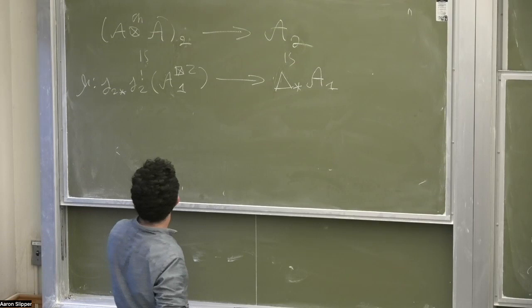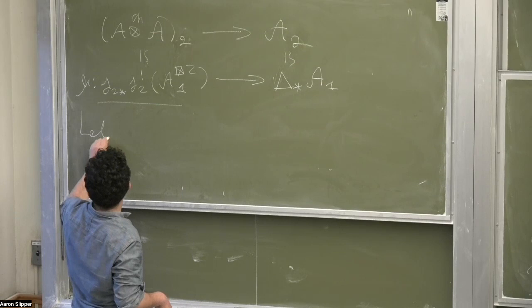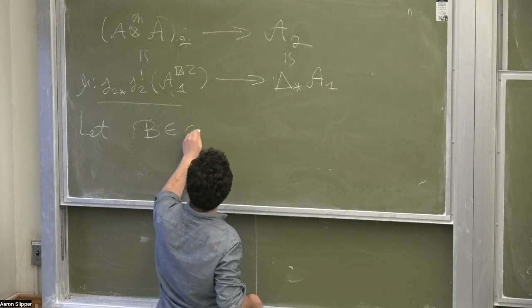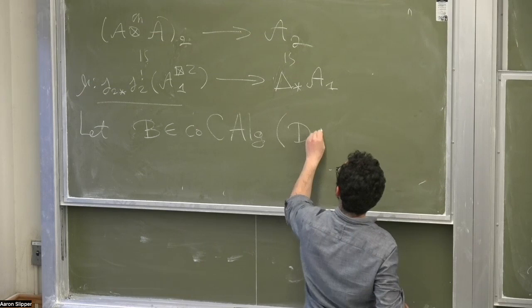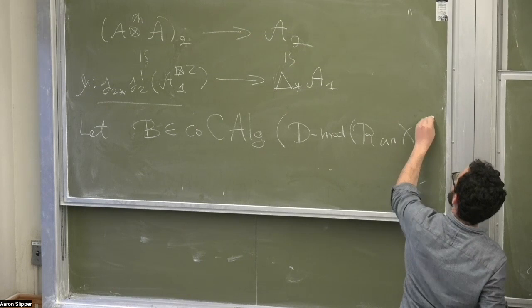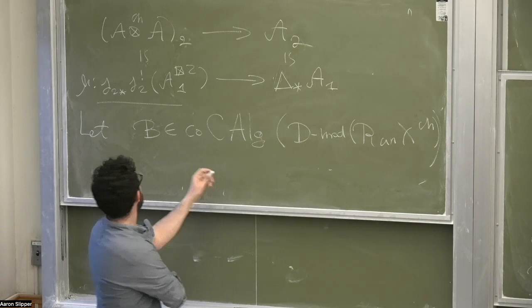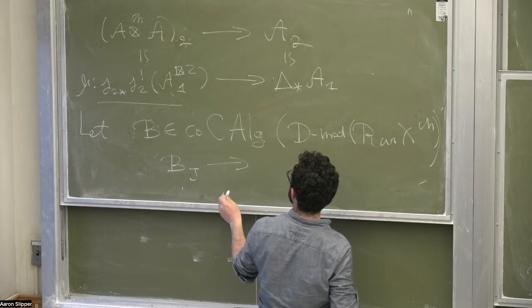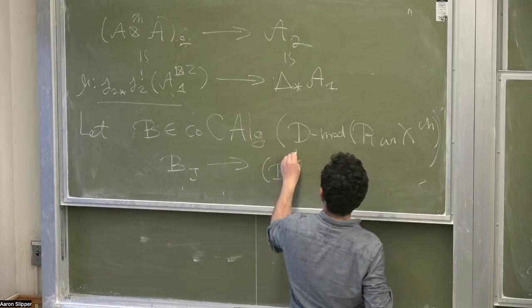All right, so now for the definition of a factorization algebra. Let's start with B, which is a commutative algebra on the D-modules on X^n with respect to the chiral monoidal structure. So in particular, we have for any finite subset a map from B_J to B tensored with itself I times with respect to the chiral monoidal structure, and then take the J component.